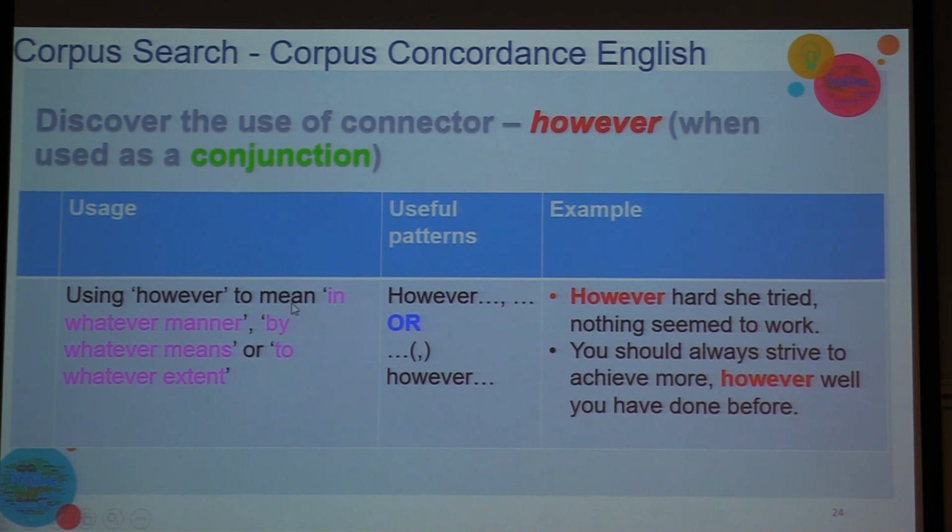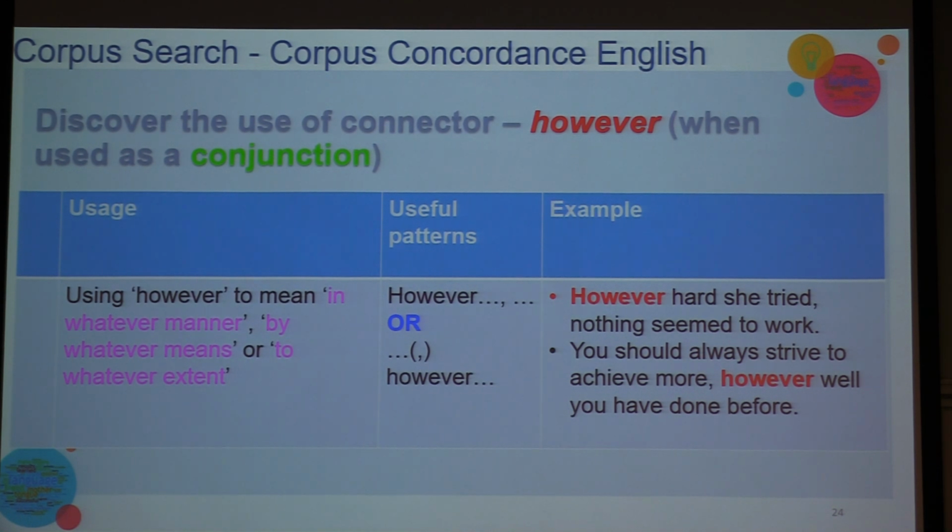The use pattern is like this: use "however" to mean in whatever manner, by whatever means, or to whatever extent. It doesn't mean "but." So there are two typical use patterns. "However hard she tried," at the beginning, comma, nothing changed. Or you could put "however" to begin the second sentence: "You should always strive to achieve more, however much you have done before." Great. Any questions so far?